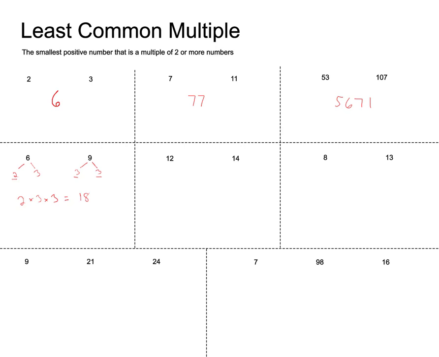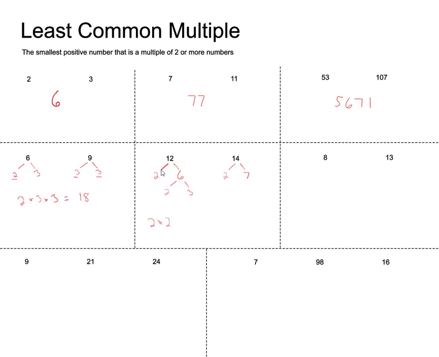Let's do another example. We have 12 and 14. So let's break down 12 into its prime factors. So we have 2 times 6, and then 6 can be broken down into 2 times 3. Next we have 14. 14 can be broken down into 2 times 7. So now we have 2 appears in both the prime factorization of 12 and 14, but it appears a maximum number of times twice. So we're going to pull it down 2 times, so 2 times 2.